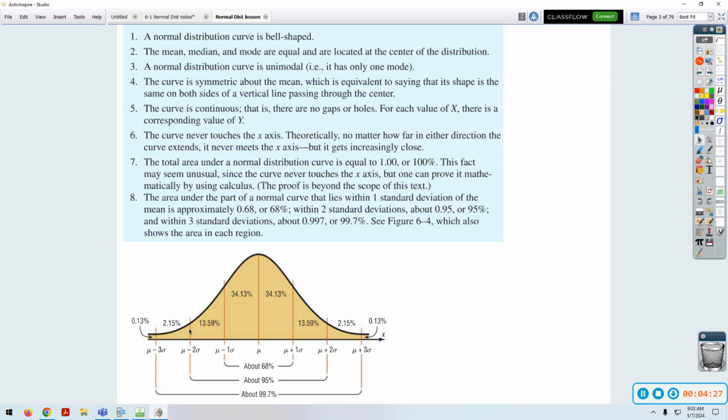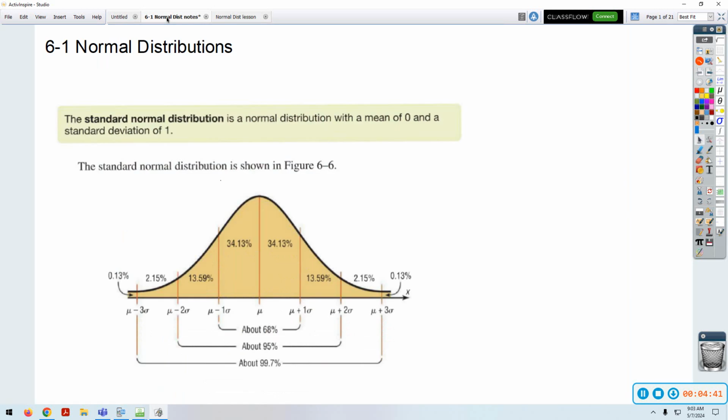That value, if you recall, was called the z-score, and we did that back in Chapter 3. We were talking about the z-score representing how far away you were from the mean. Well, we're going to do this normal distribution with all kinds of values. But the first is called the standard normal distribution.